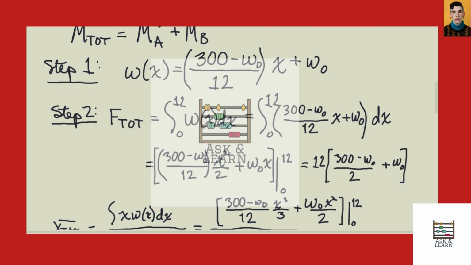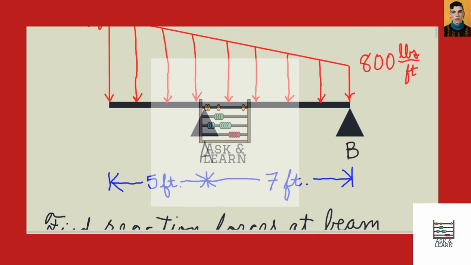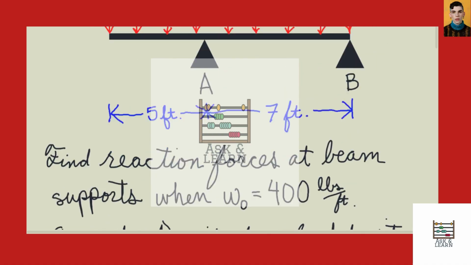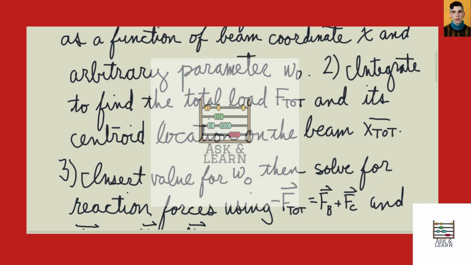So for step 1, again, we're going to write out an equation for our load density relationship, load density function along the span of x. We have our endpoint at 800 pounds per foot. We have our starting point as W sub naught. So we're going to subtract, and that should be set.